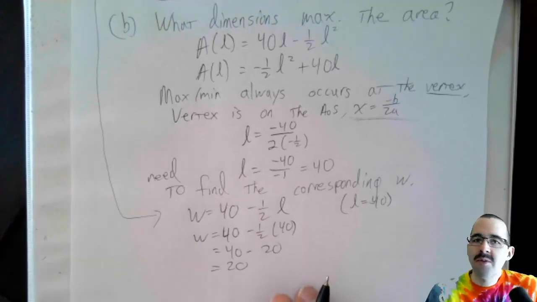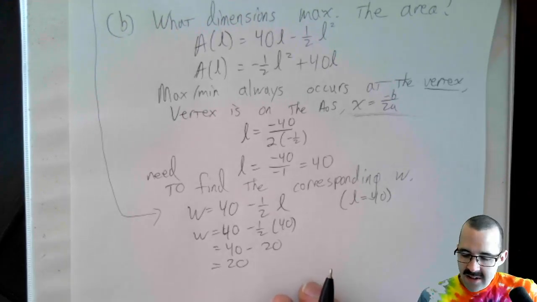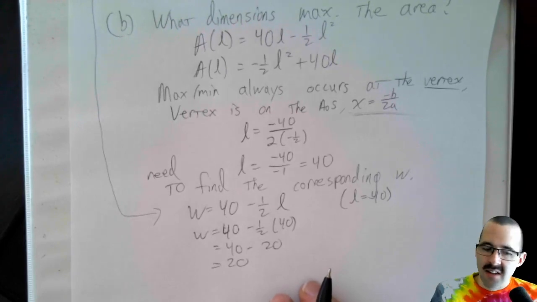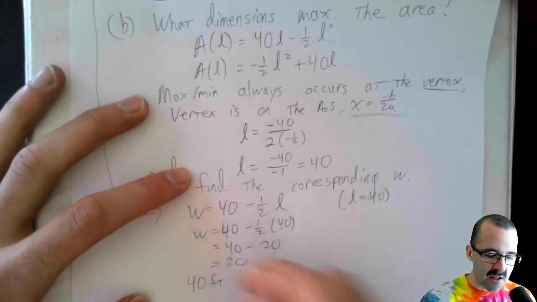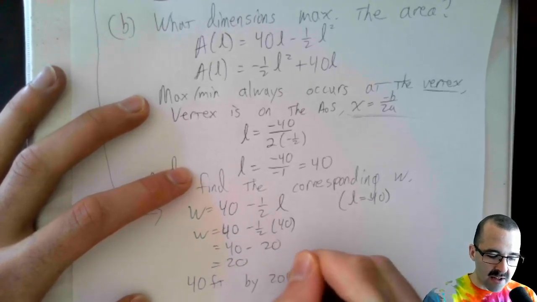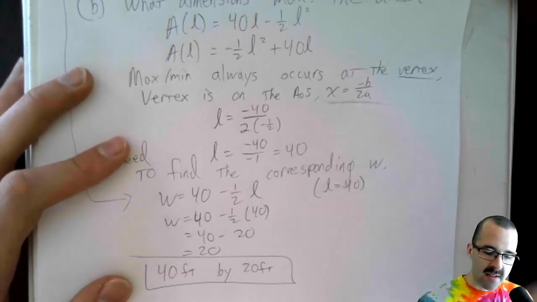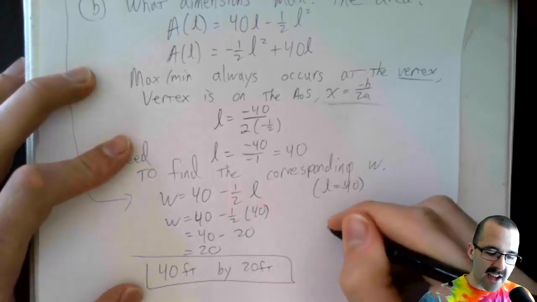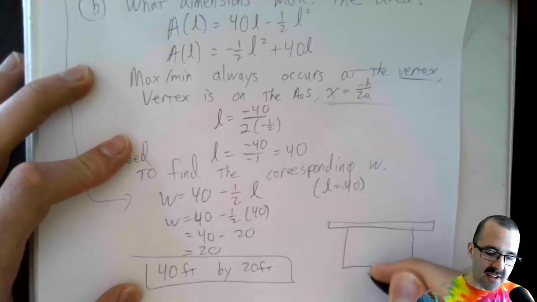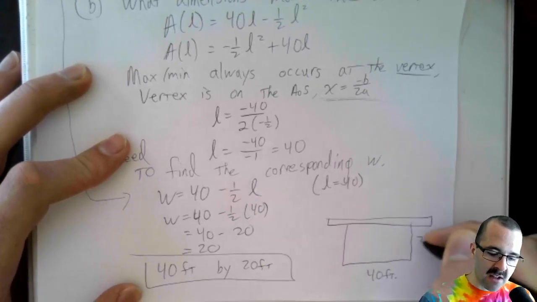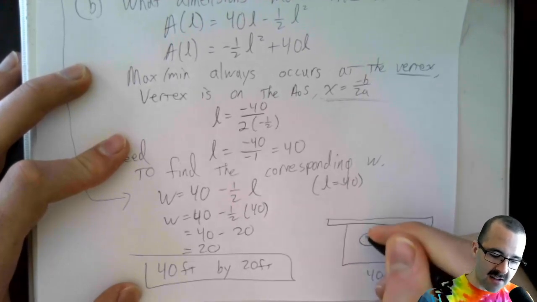But we're not going to have a 40-inch enclosure. Right? What are our units here? The fence was 80 feet. Right? So it's going to be 40 by 20. 40 feet by 20 feet is our answer. Or if instead of writing your answer like that, you wanted to use a picture, you could use a picture like this. This is 40 feet. These are 20 feet.